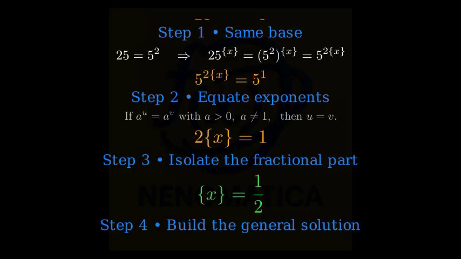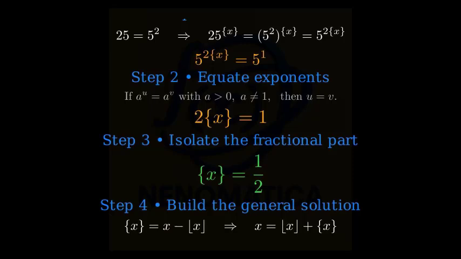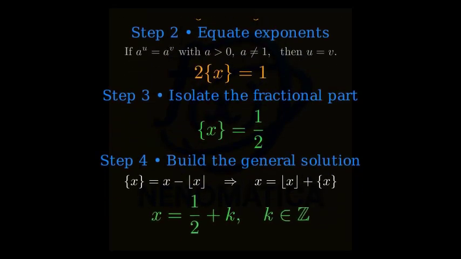By definition, the fractional part of x equals x minus the floor of x. So x equals the floor of x plus the fractional part of x. Since the floor of x is any integer, call it k, we get x equals 1/2 plus k, where k is an integer. To make this solution feel intuitive, let us picture the number line and highlight all solutions.